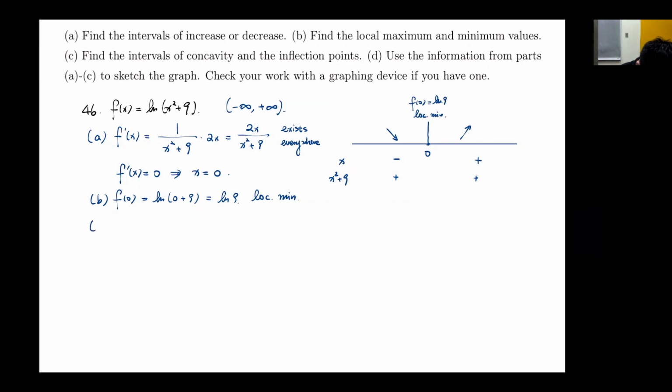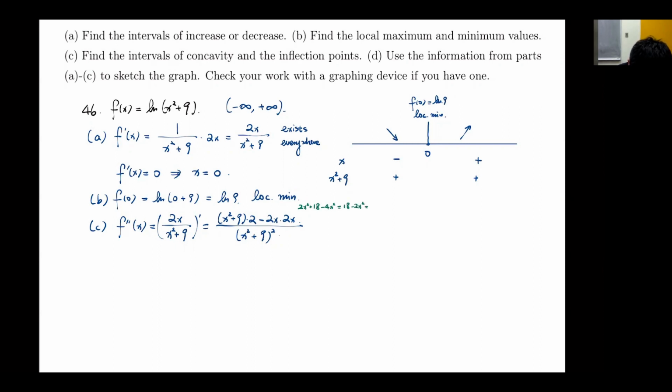Okay, for part C, let's compute the second derivative. This is simply going to be the derivative of this quotient, which means we need to use the quotient rule. We start by squaring the denominator. Then it will be low d high, so x squared plus 9 times 2, minus high d low, so 2x times 2x. Simplifying the numerator, I get 2x squared plus 18 minus 4x squared. That way I get 18 minus 2x squared.